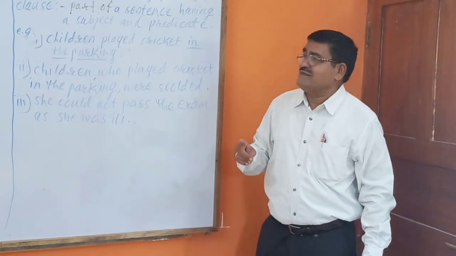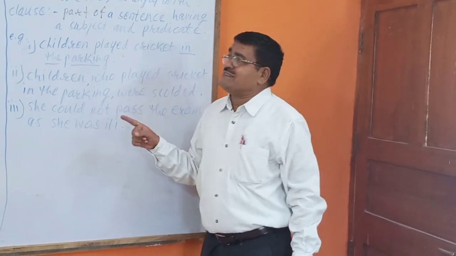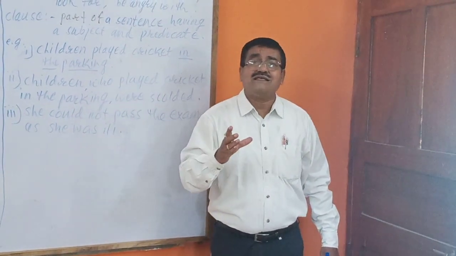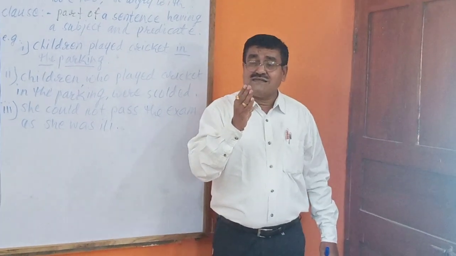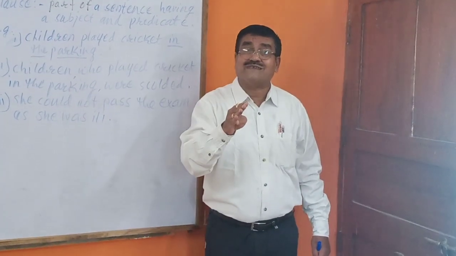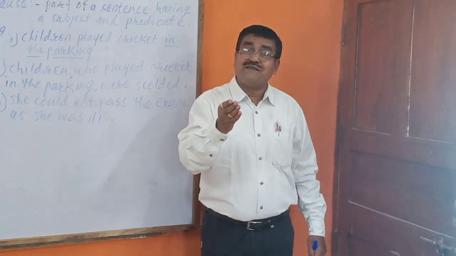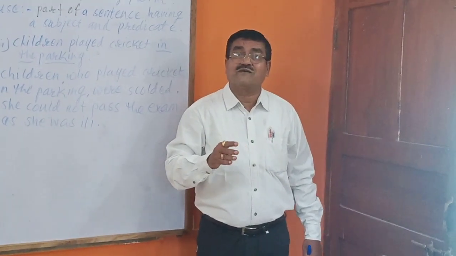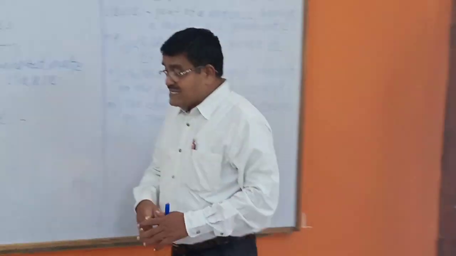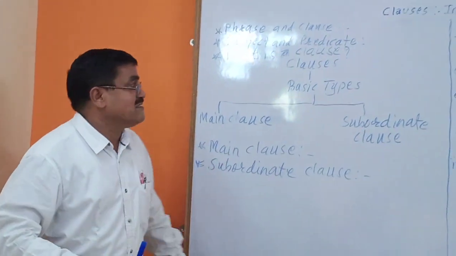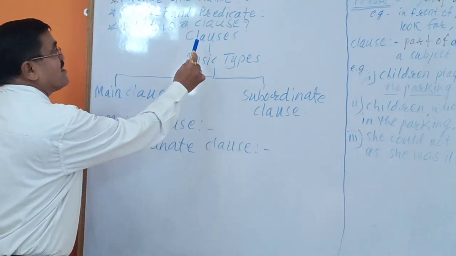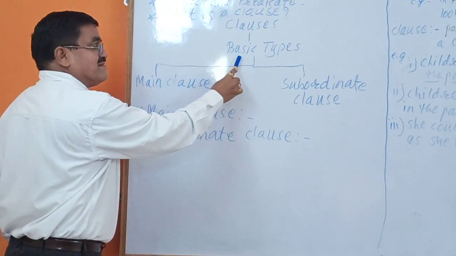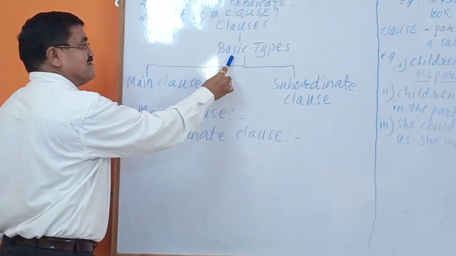Brothers and sisters, let us proceed to the next thing then. But before that, once again, a sub-sentence in a complex sentence or compound sentence is a clause. Okay. Clauses have two basic types, brothers and sisters. They have two basic types.